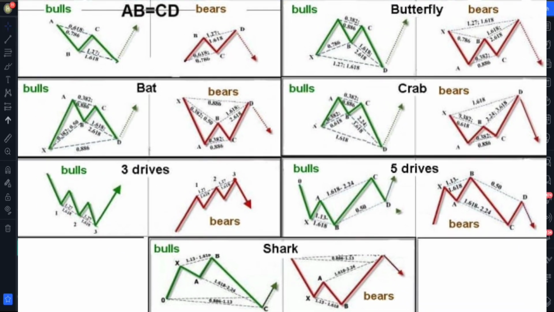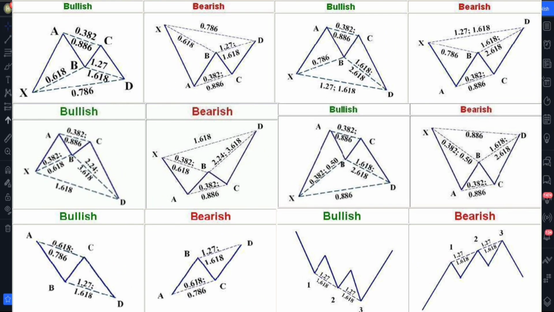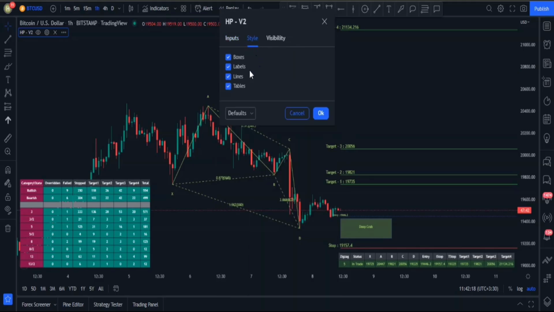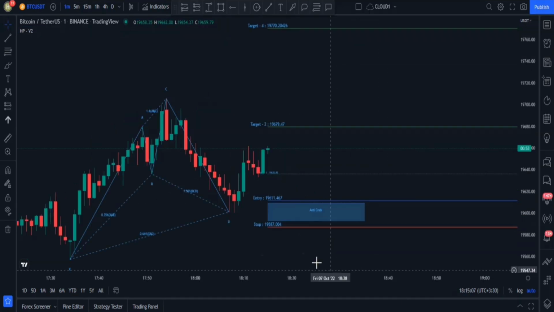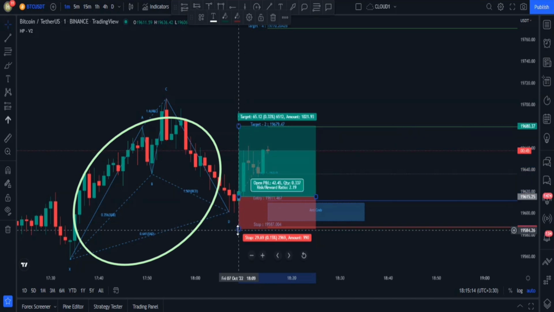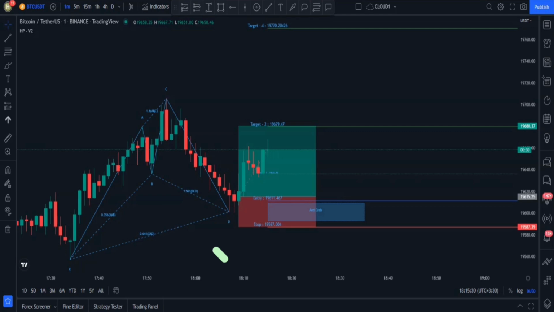All these patterns will be found and drawn on the charts automatically, so you can recognize them very easily without analyzing the graph and locating the patterns manually. Now in the style section, I disabled the tables option to make my chart clearer and make the patterns easier to see. This indicator scans the chart automatically and flags the existing harmonic patterns and shows them to you by drawing the pattern figure. Using the sell or buy signal shown on the chart, you can enter a trade.